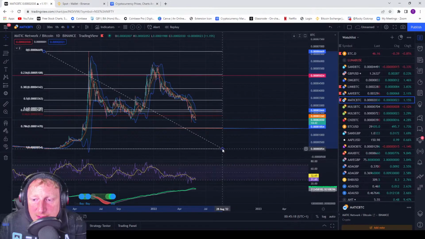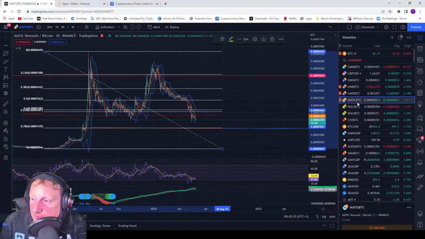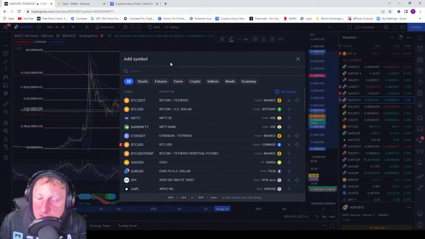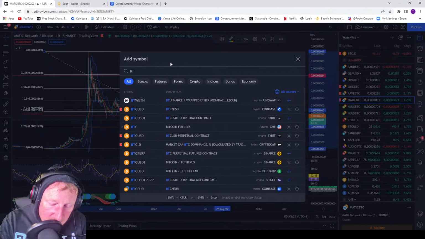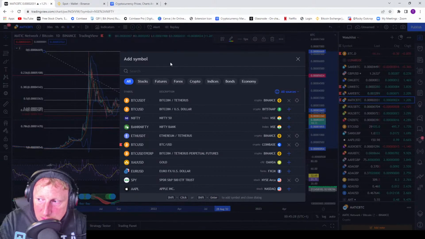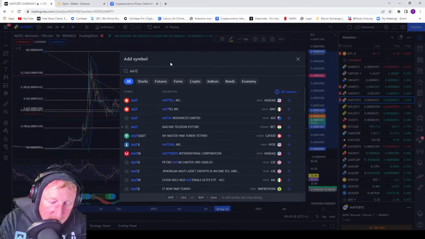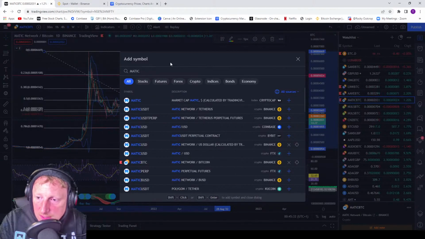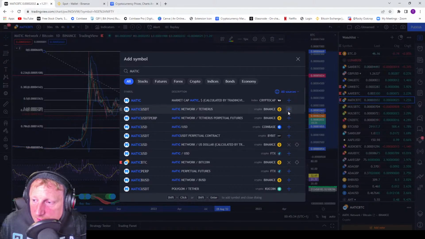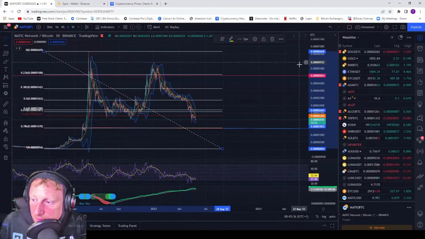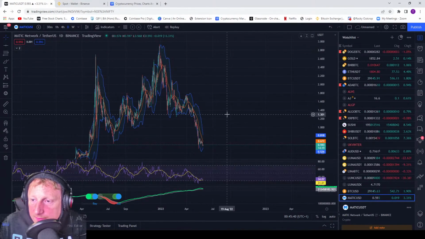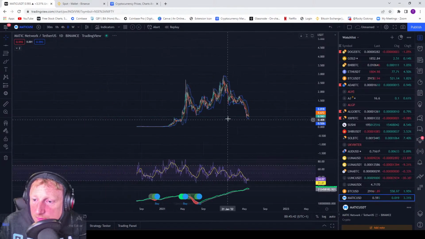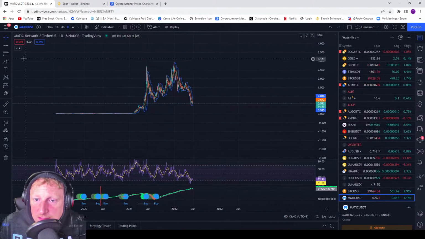There's a lot more down action. I'm using this to Bitcoin, but I guess it's going to be more beneficial for me to go Matic to USDT Binance. There you go. So it'll be a fresh chart, but we can draw everything back in again. Okay, let's pull this down, pull that out.